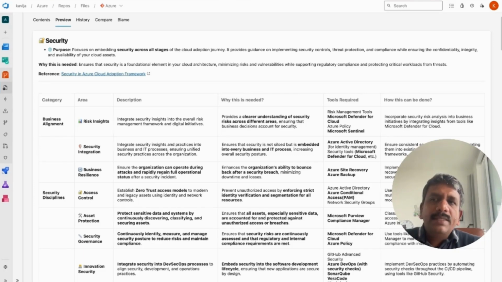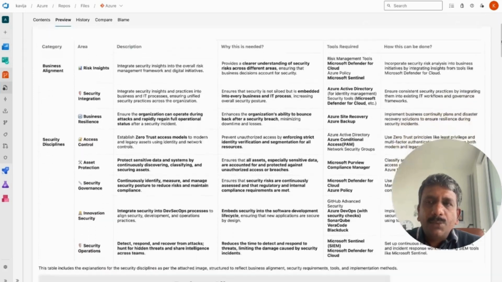In this video, we will be discussing the security phase in the Cloud Adoption Framework. In the previous video, we discussed the governance phase, wherein we mentioned that the policies will be identified and implemented as a part of the governance phase. In the security phase, our main motto is to run the security operations.